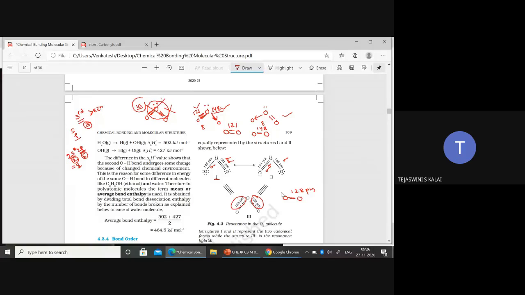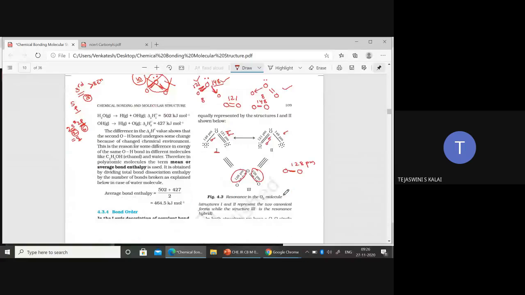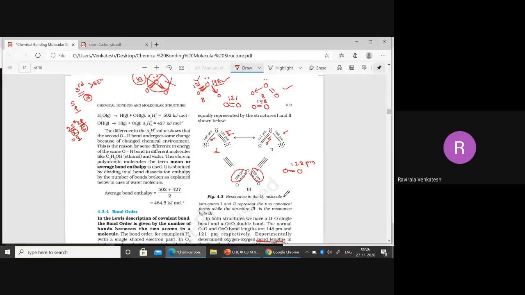Sir, the O3 molecule is intermediate between double and single bond. This is because of what? Resonance. Resonance is the reason actually. So now we are studying resonance. When you observe the ozone structure, one has double bond character, the other has what? Single bond character. For single bond, the bond length is what? 148 picometer. For double bond, the bond length must be 121 picometer.